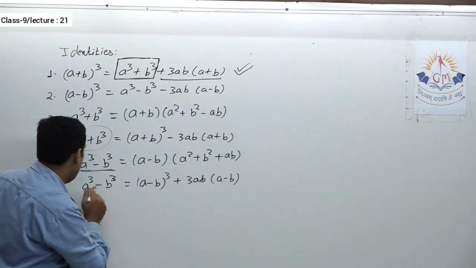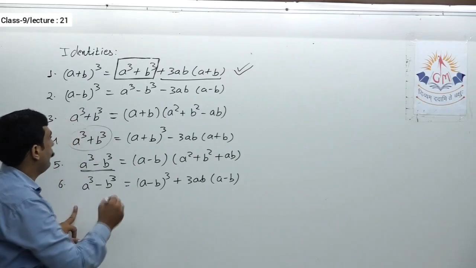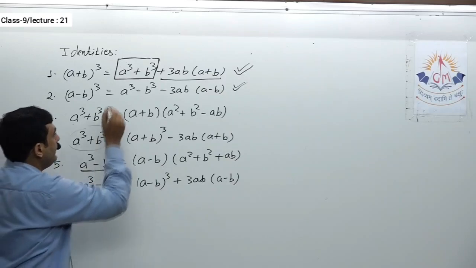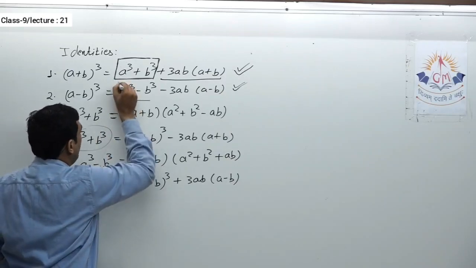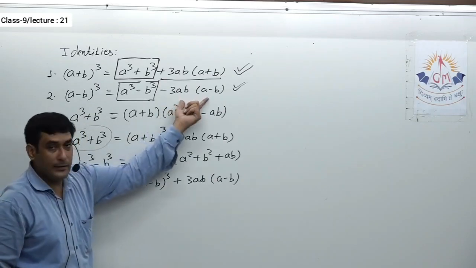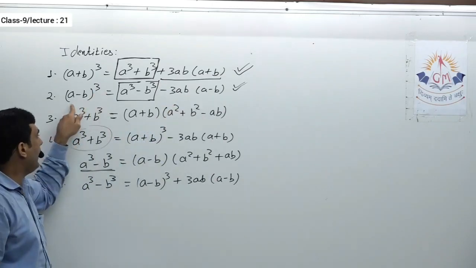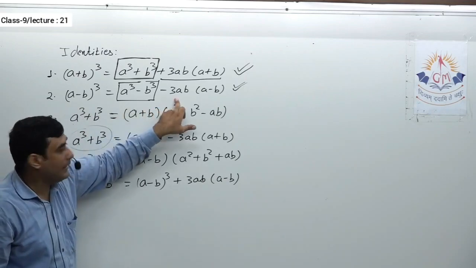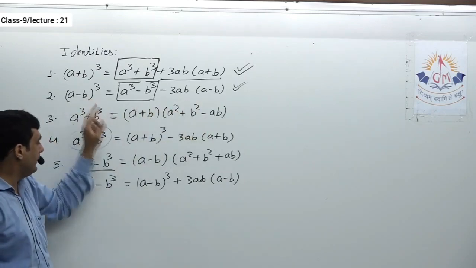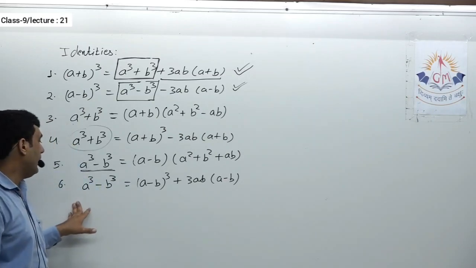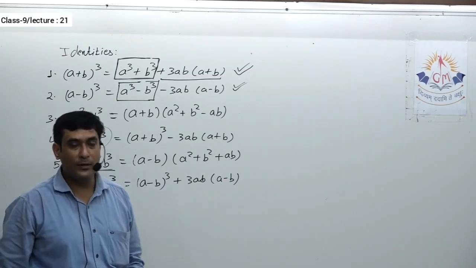In the same way, this a cube minus b cube I obtained from this one. I need to find this, so again I will make this the subject of the formula, and I will take the remaining term on the other side. So I already have a minus b whole cube over here. Now if I take minus 3ab a minus b to that side, this will become plus 3ab a minus b. So in that way I will get the identity of a cube minus b cube.